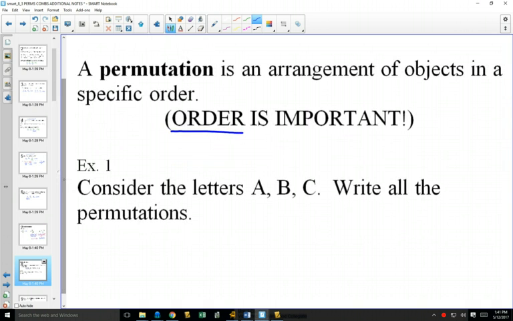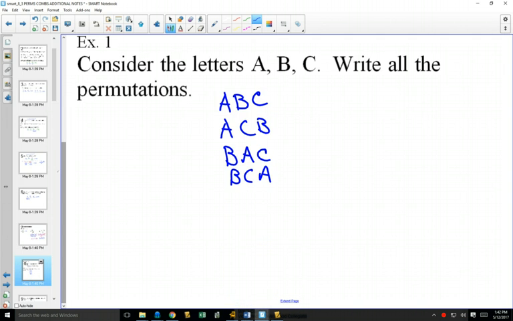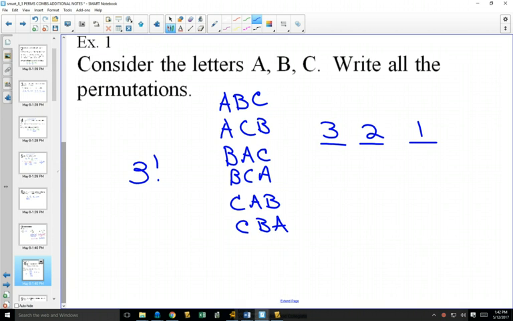So A, B, and C, if you wanted to write them all out, I'm going to try to do it systematically. I'm going to do all the ones starting with A, then all the ones starting with B, and finally all the ones starting with C. And we get 6 in total. Of course, we know that the answer to this from our previous experience is just 3 factorial, because if you're rearranging it, you'd have 3 spaces. And as you use up a choice, the numbers go down by 1.